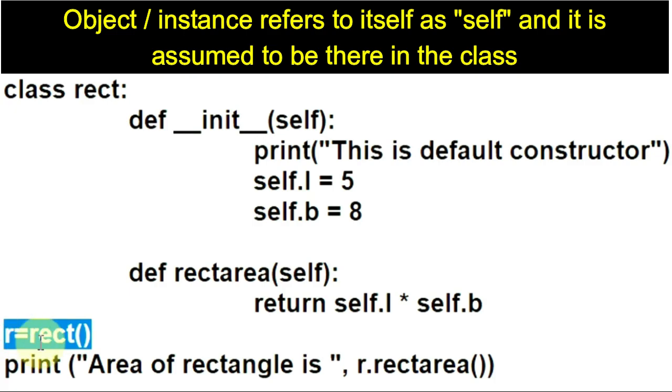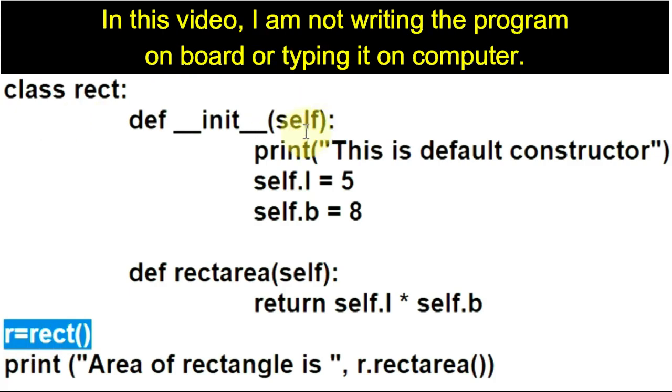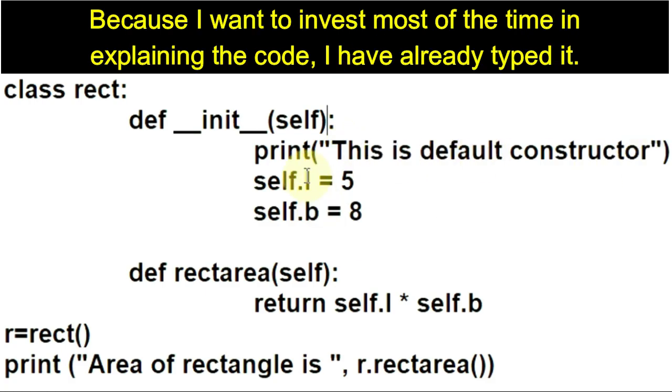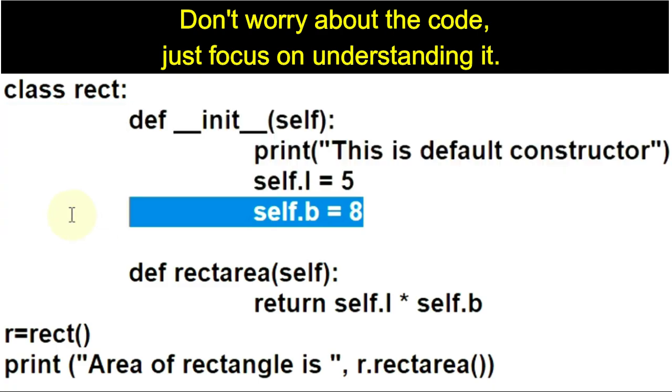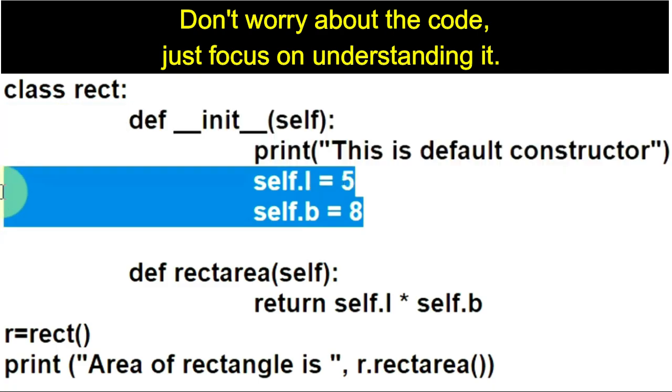So the moment an object is defined, Python will come over here. It will confirm that there should not be any parameters. When there are no parameters, this is known as a default constructor. Through this print statement, you get the message on the screen, this is default constructor. Self, that means the object itself, that is R. The attribute L of object R should be initialized to value 5. The attribute B of object R should be initialized to value 8. So it confirms that constructors are meant for initializing the attributes of an object, right?